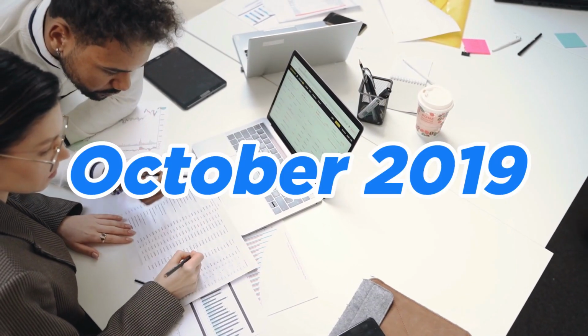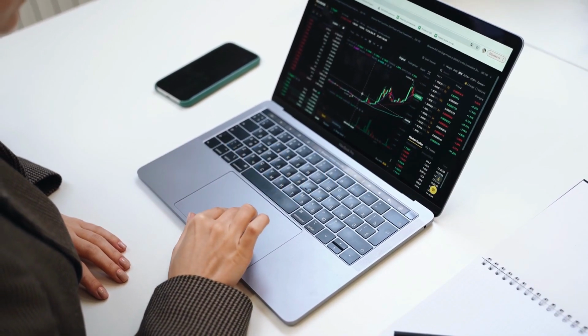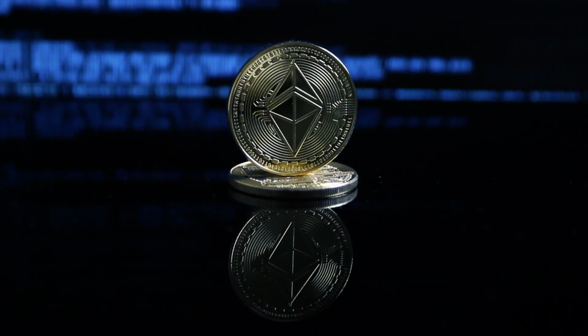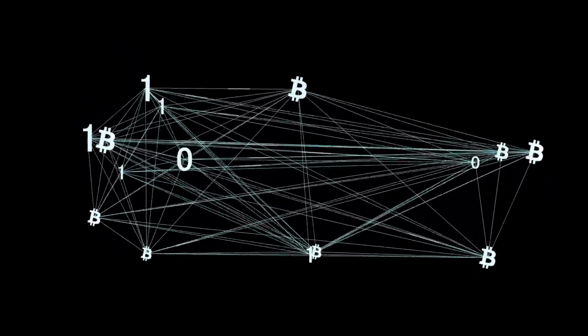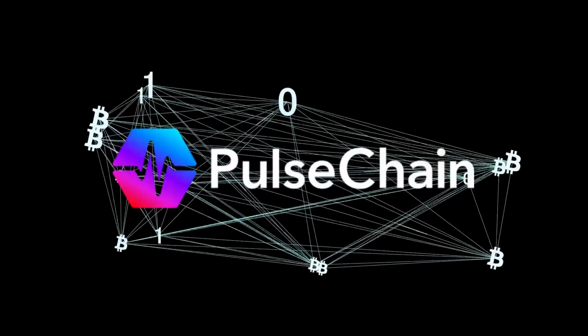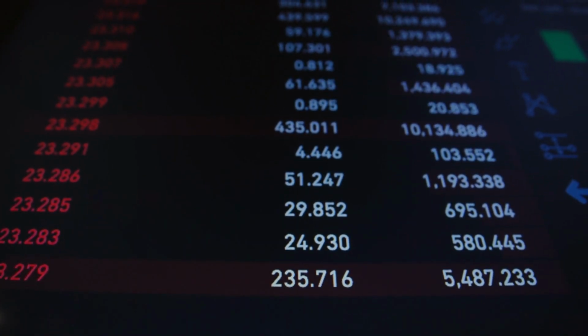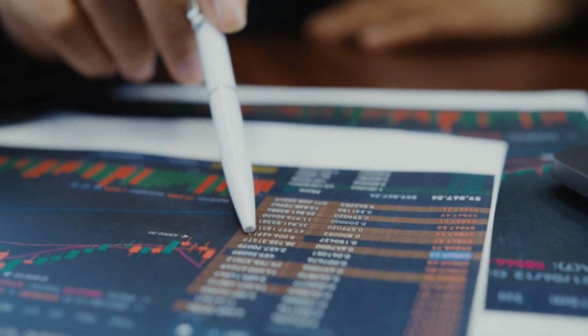As of October 2019, there were over 200,000 unique ERC-20 tokens on the Ethereum network. PulseChain will be a fork of the Ethereum network, meaning that all ERC-20 tokens on the Ethereum network at the time of the hard fork will be copied to PulseChain. This indicates the largest airdrop of potentially valuable digital assets in history. This is the reason why PulseChain is the largest airdrop in history.